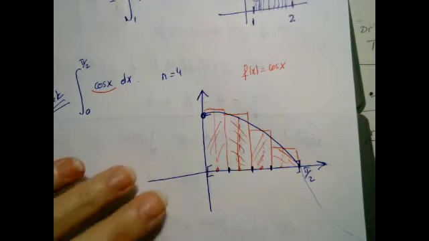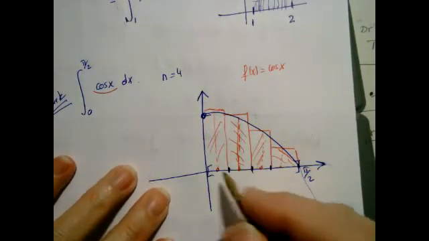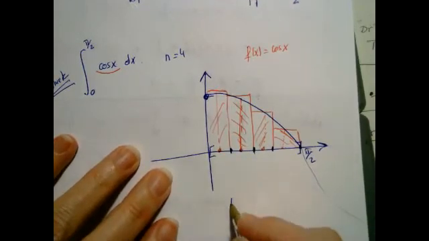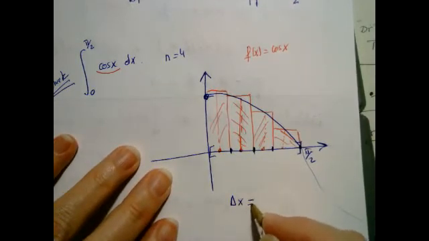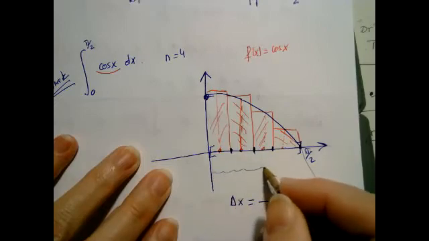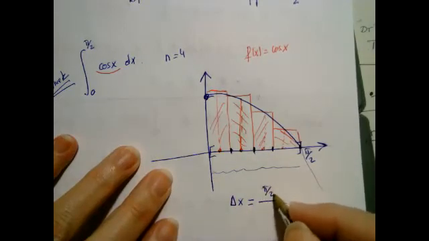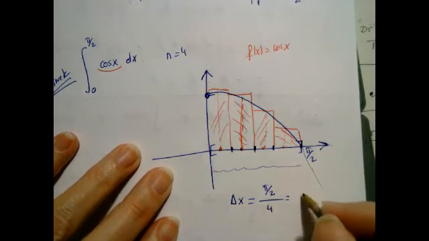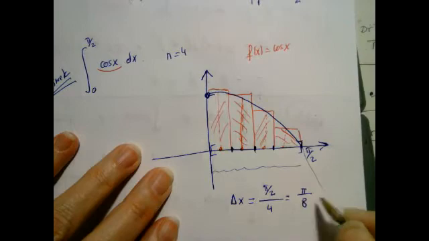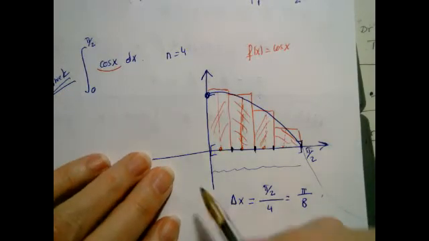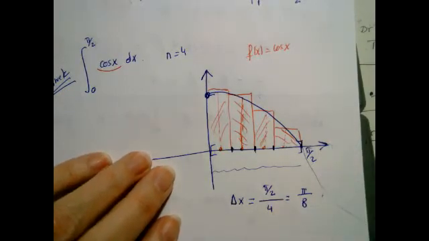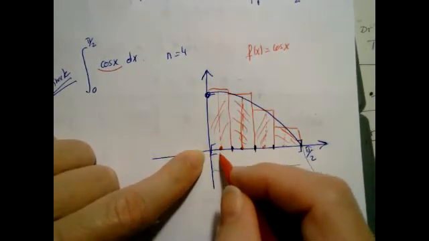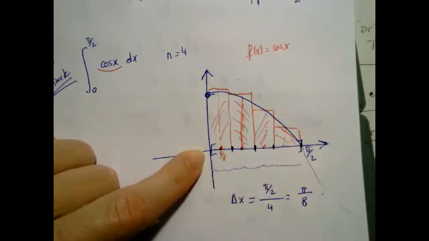All right, the rest is that we have to find the delta x. We have to find the coordinates of those points and then proceed. So let us see what the delta x is. From here to here, I have pi over 2. I'm going to divide it into 4 pieces. This will give me pi over 8. So this is the delta x. And now we need to find those points. This is 0. So this is basically pi over 8.